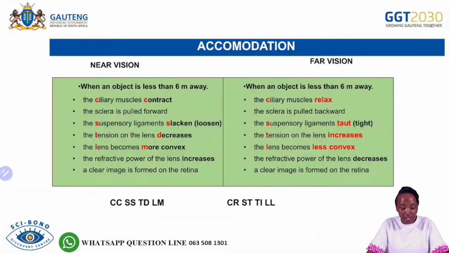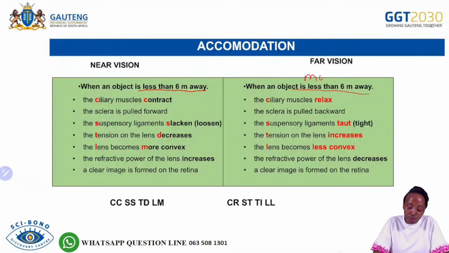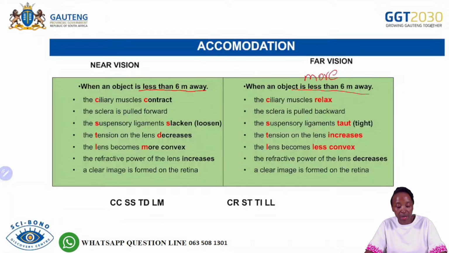So with accommodation, when the object is less than 6 meters away, that is near vision. When it's more than 6 meters away, that is far vision. So there's a mistake there. I hope you are able to see that. This is more than 6 meters away. This is less than 6 meters away. So here it is supposed to be more than 6 meters away. Please fix it in your notes if you have this presentation already in front of you.